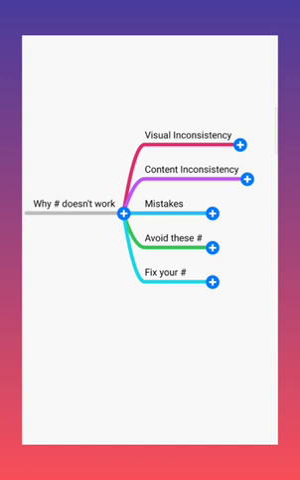Second point is content inconsistency. Basically, the content of your post is also scanned. Instagram goes through your post, mostly word by word, in order to find a fitting theme. Okay, so what to do for this?